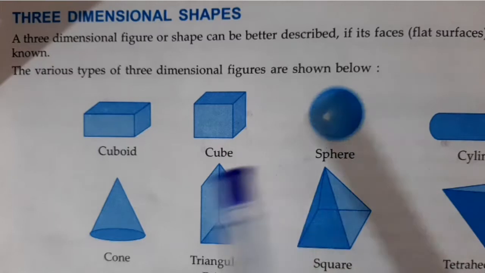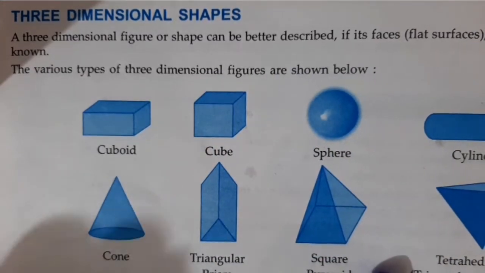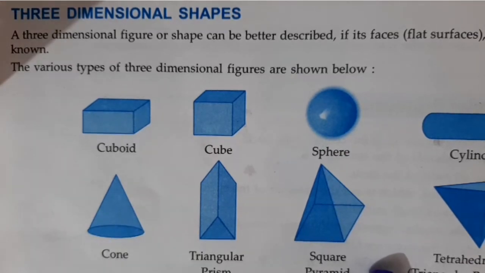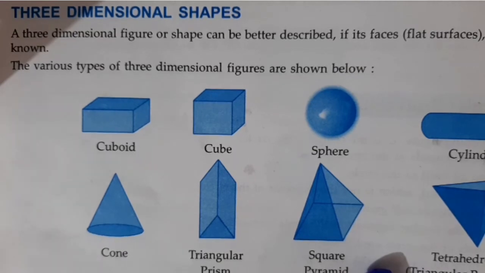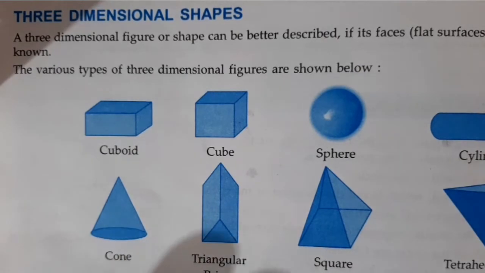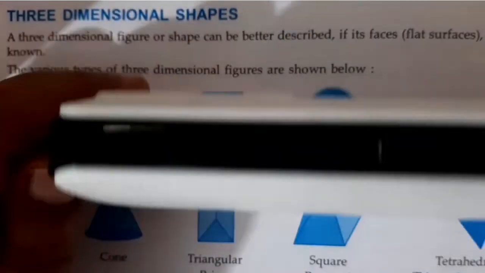See students, here are some three-dimensional figures. Three-dimensional figures means figures having length, breadth and height. For length, breadth and height, you should know about the faces, vertices and edges. So see, I am giving you one example also. You can see this. This is my power bank and it is a cuboid.